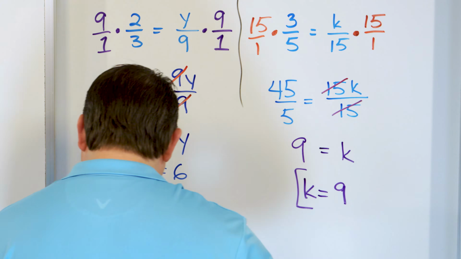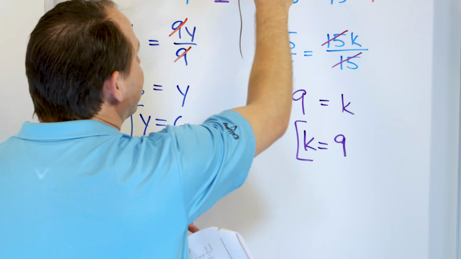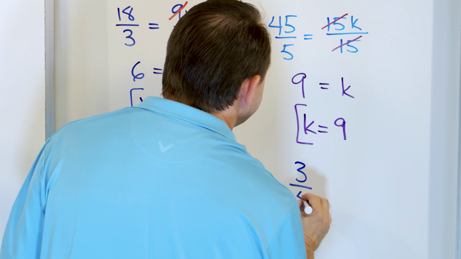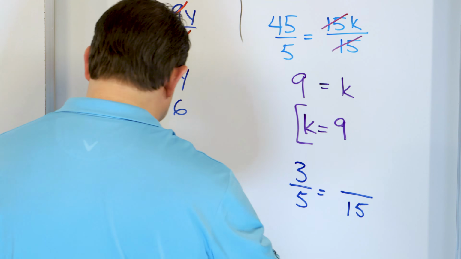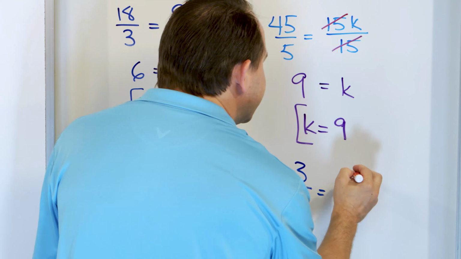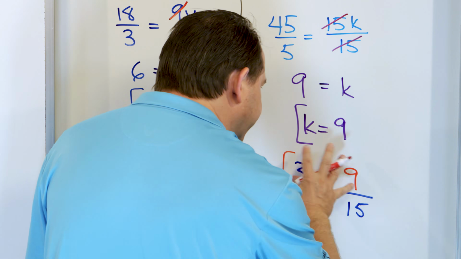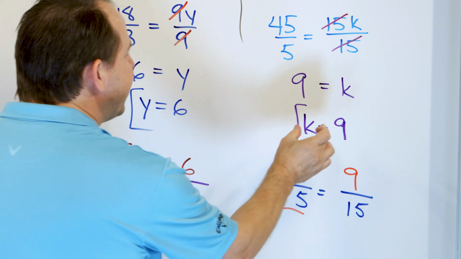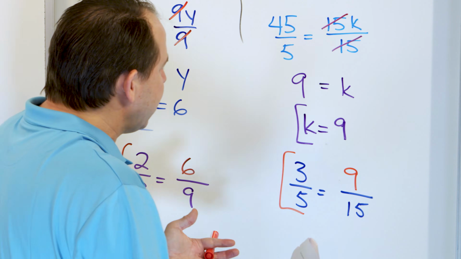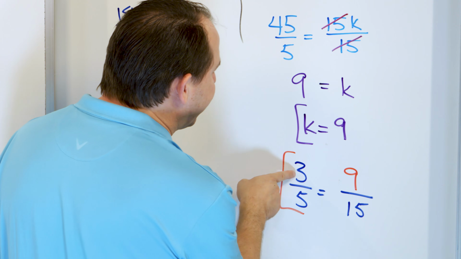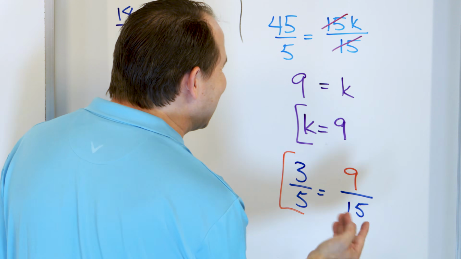So I figured out what k is, and I can rewrite my proportion. 3/5, 3 compared to 5, is some number compared to 15. Right? And we said that the number is 9. So this is the revised proportion here. So the value of k is 9, and the number that we're trying to find was 9 there. Is this correct? What we're saying is the ratio 3/5, or the fraction 3/5, is the same as 9/15.